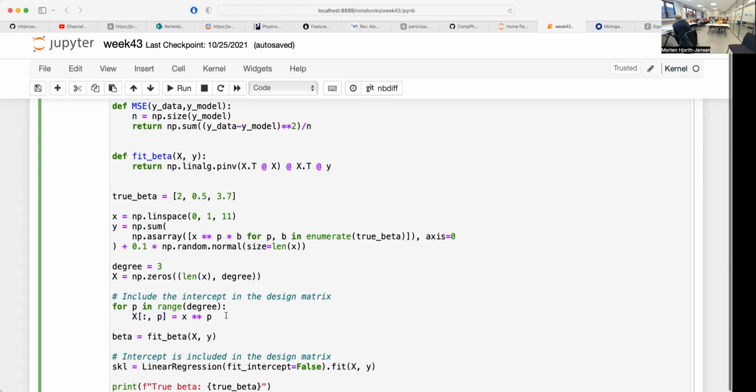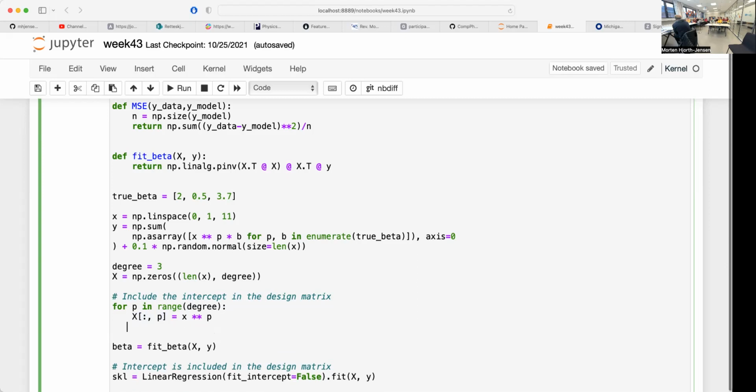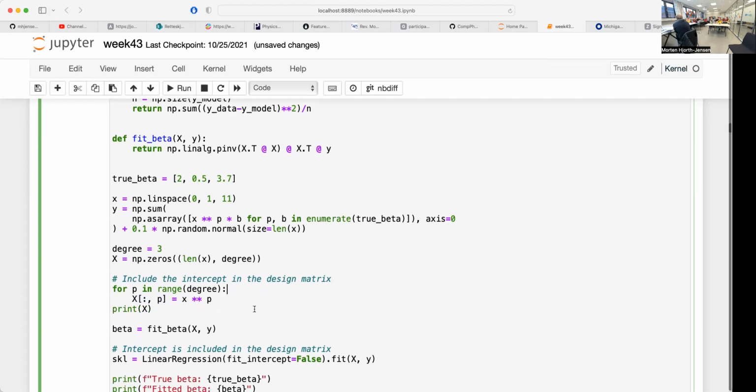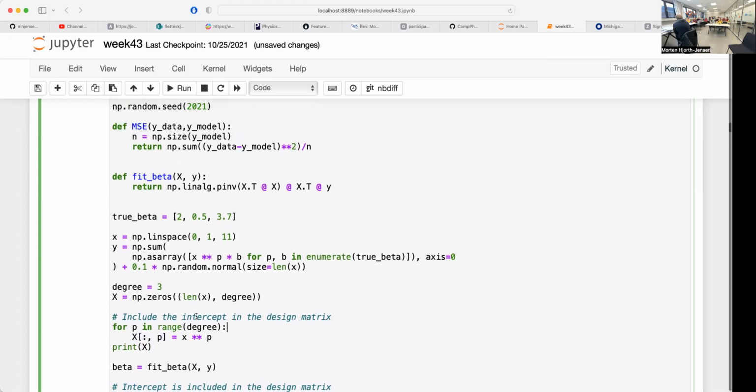And if we now want to, I can print it here. So let's just do that. So you can see the design matrix. And then I have a function where I now simply do the inversion. So I calculate the transpose of the matrix. So this is ordinary least squares. So I take the transpose of the matrix and multiply with the design matrix.